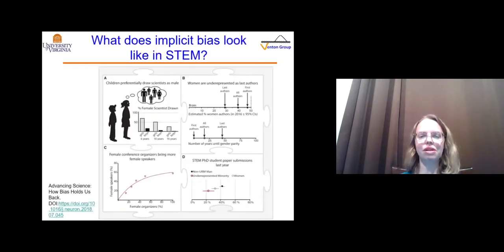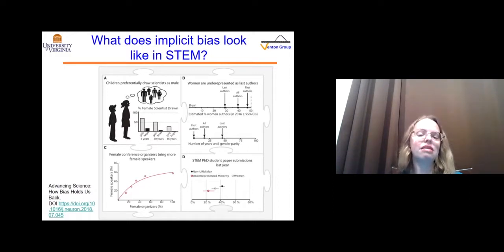And so we have these implicit biases, and what they end up looking like in STEM is that over time, they grow up. They've done these studies where they ask children to draw a scientist. At age 6, over half the girls draw female scientists. Not as many of the boys, but maybe 40% of the kids will draw a female, and many of the girls will.